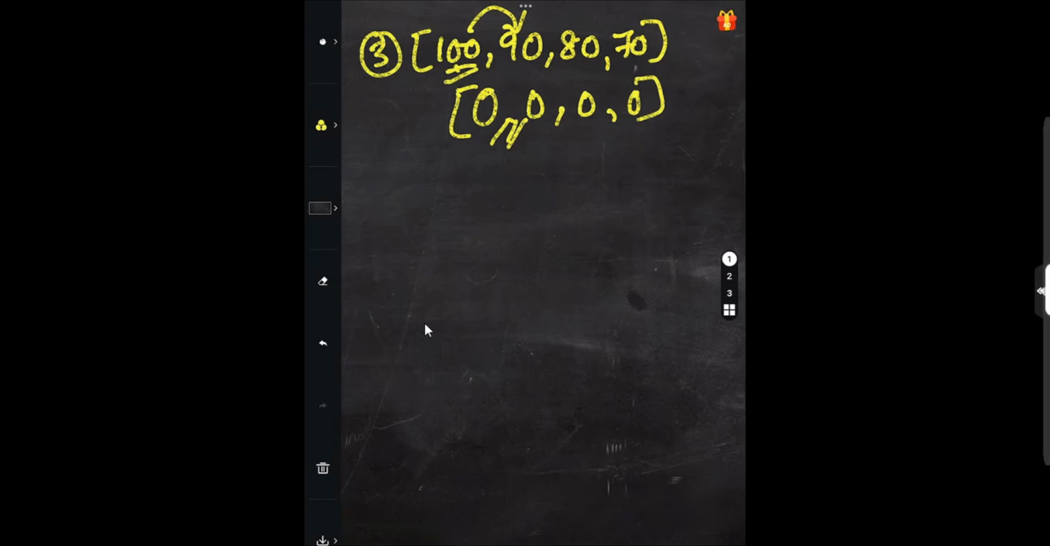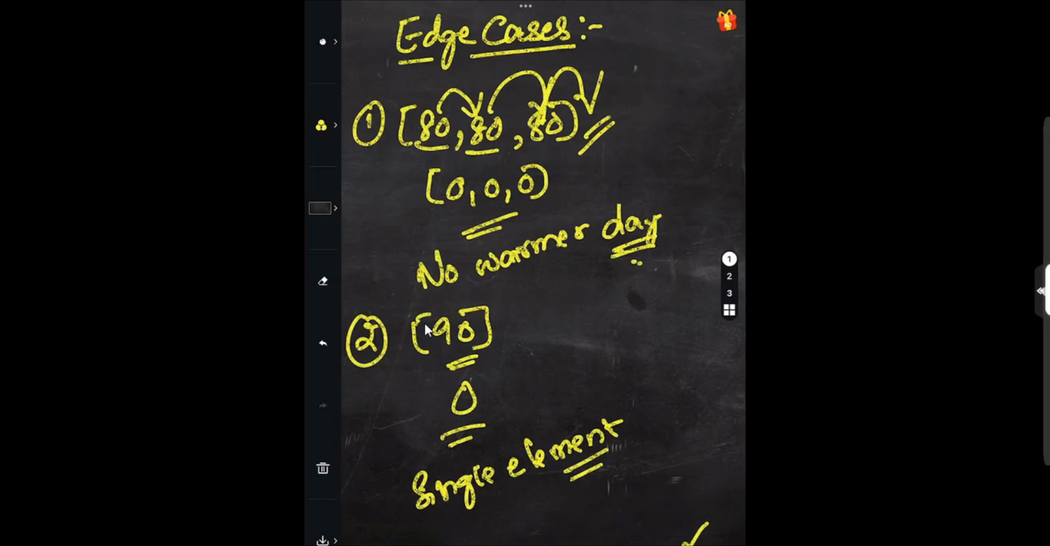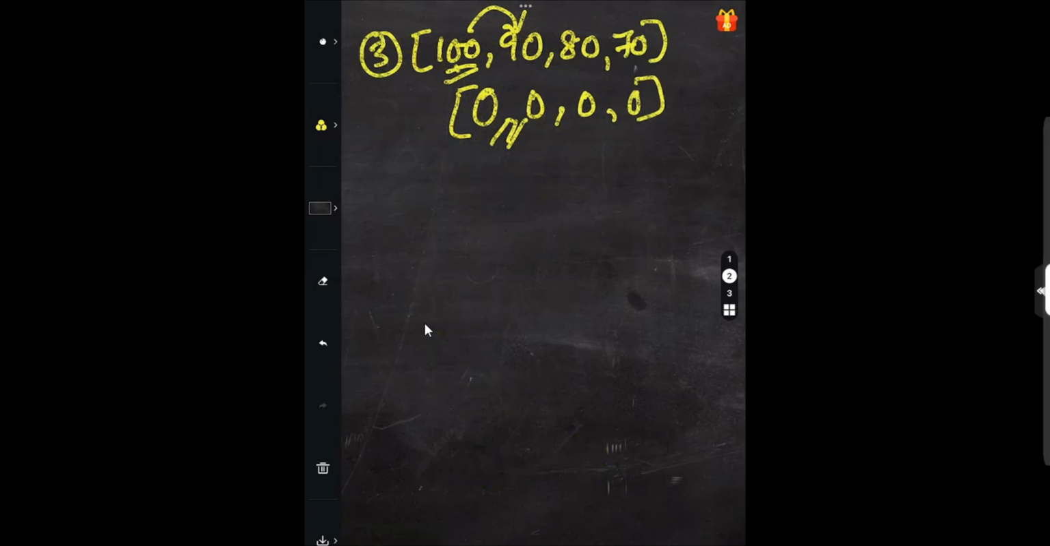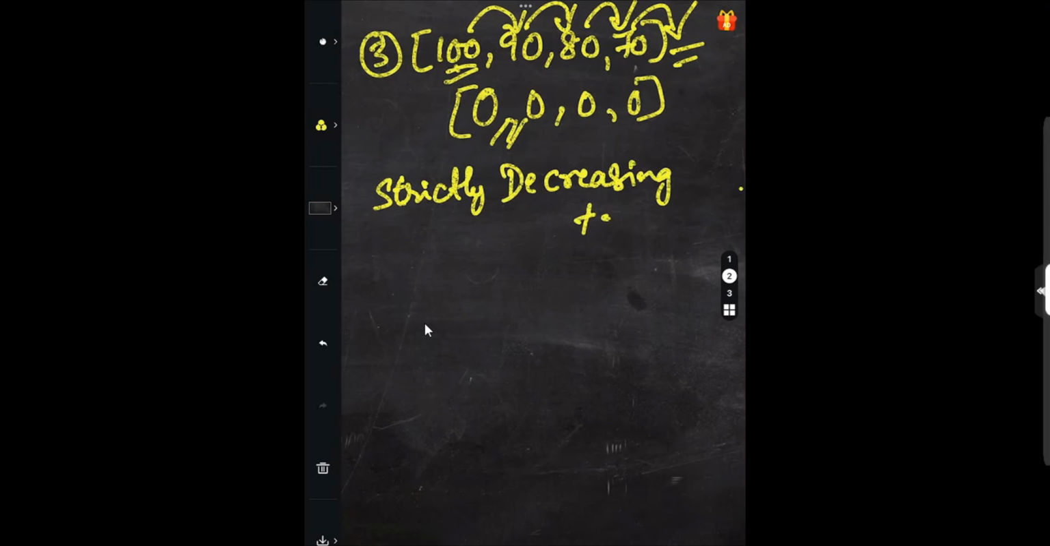Here also I forgot, I think. The output will be 0 for this one. Yeah, this one 0, 0, 0, 0 here. This is fine. For this one, we don't have the next warmer day. Here for this one also we don't have the next warmer day. This one, no next warmer day. We don't have the number at all, right? So this is for the strictly decreasing temperature, right? This is the third edge case.